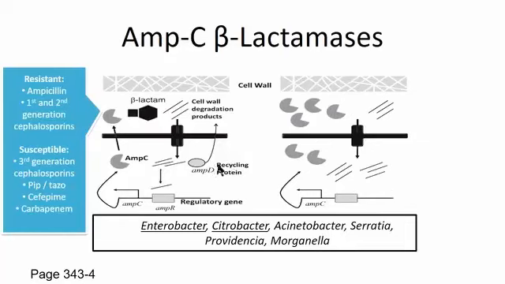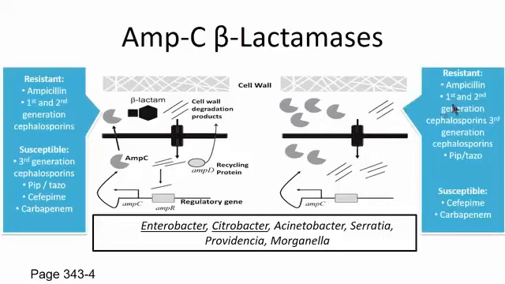So we can see that they don't have the AmpD gene. We also don't have the regulator gene. So these bacteria have mutated their AmpC where they don't need the presence of beta-lactams. They're constantly pumping out tons and tons of beta-lactamase. And what does this mean?